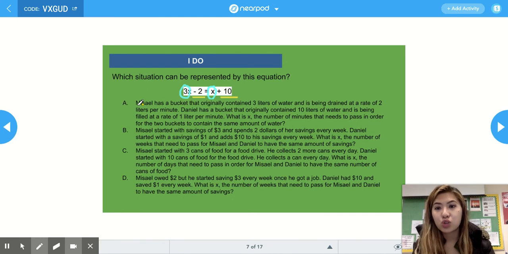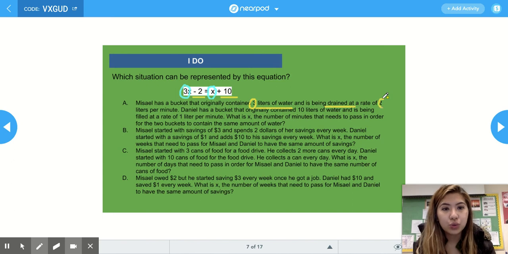Answer choice A says, Misael has a bucket that originally contained 3 liters of water. So that means that the starting value, or the constant, has to be 3. In this case, our slope is 3, so it's not this one. And it is being drained at a rate of 2 liters per minute.